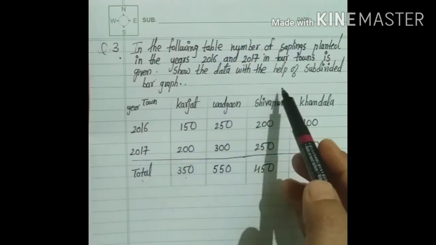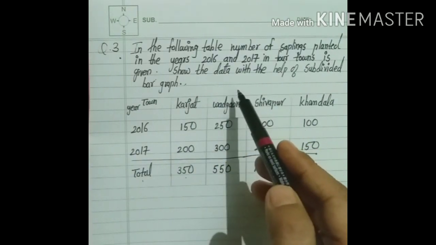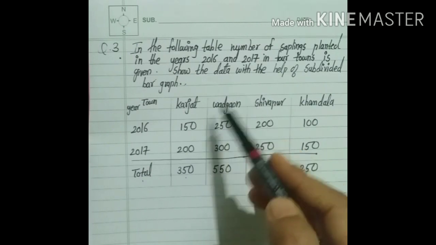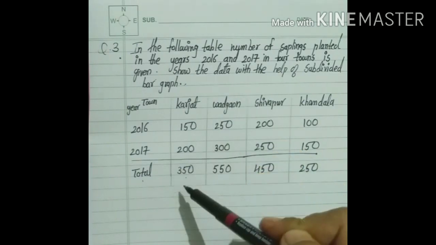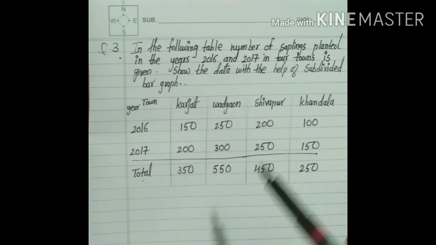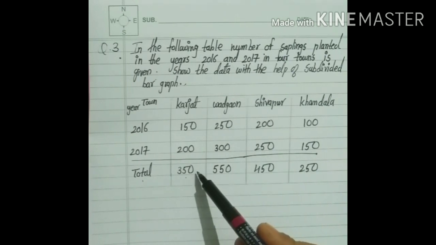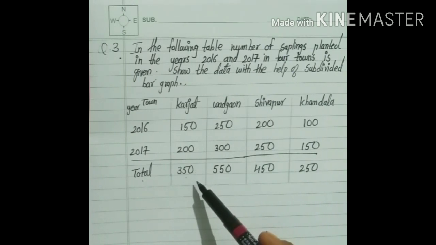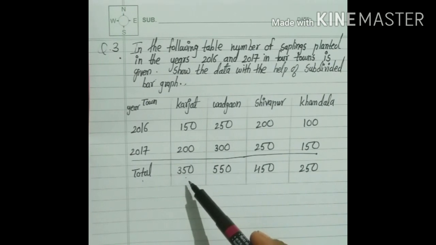Yeah, scale is not given, children. So here scale is not given in the question. So we take, children, according to our convenience. So which scale we will take here, children? We take 1 centimeter equal to 50, or we can take, children, 1 centimeter equal to 100. Okay.